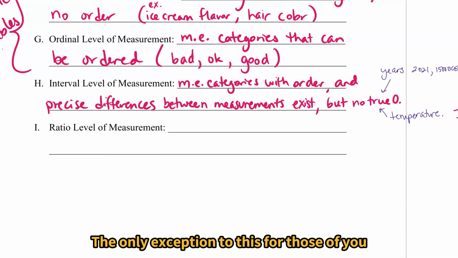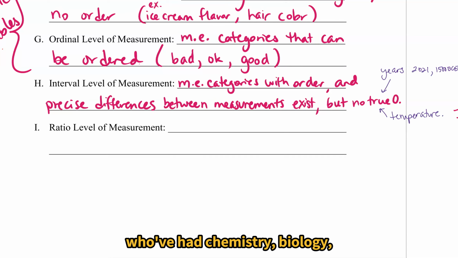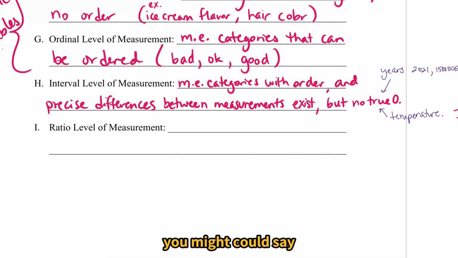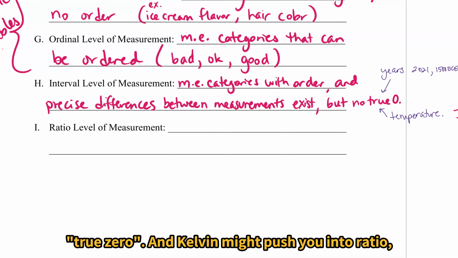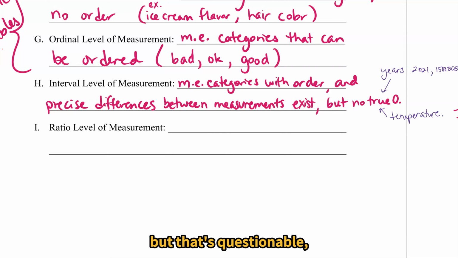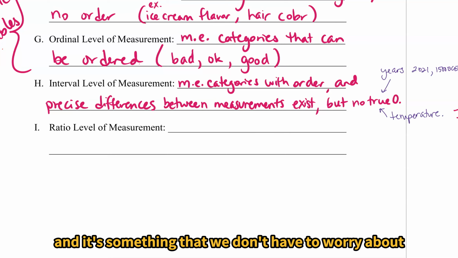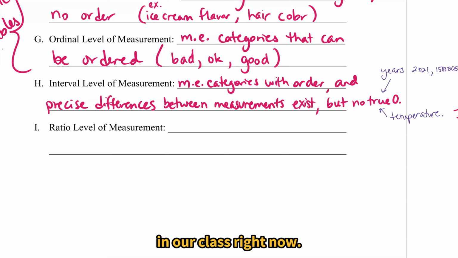The only exception to this, for those of you who've had chemistry, biology, other science classes, and you've learned about Kelvin, you could say the absolute zero of Kelvin could be the, quote, true zero. And Kelvin might push you into ratio, but that's questionable, and it's something that we don't have to worry about in our class right now.